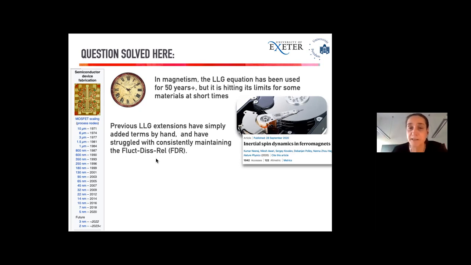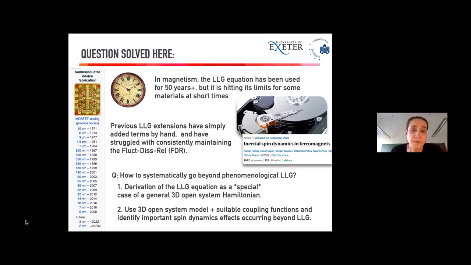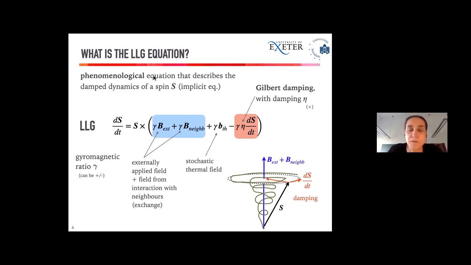Of course, they have understanding of other aspects. And so often they do something that isn't actually maintaining the fluctuation dissipation relation, which is a little bit odd. So our question was simply, can we systematically go beyond the phenomenological LLG equation? And in particular, can we derive that LLG equation as a special case of a general three-dimensional open system Hamiltonian? And then can we use our open system model and suitable coupling function to explore the dynamics beyond the LLG equation? And of course, the answer is yes.